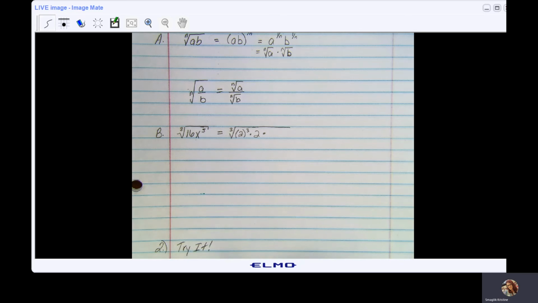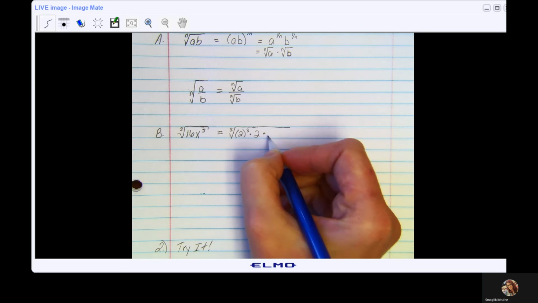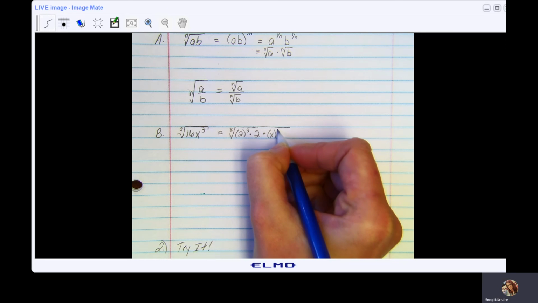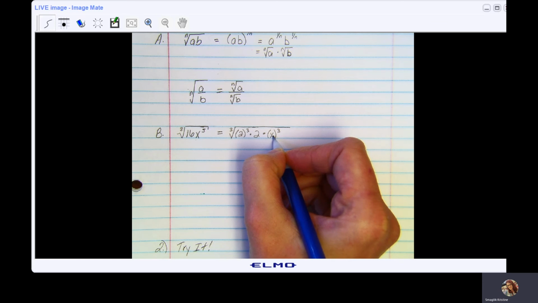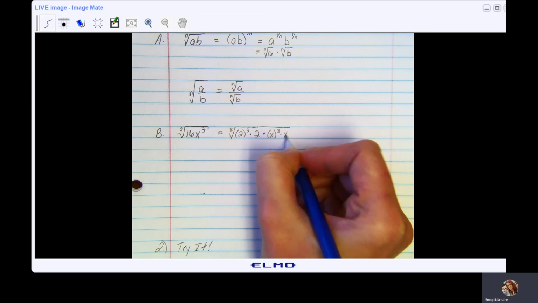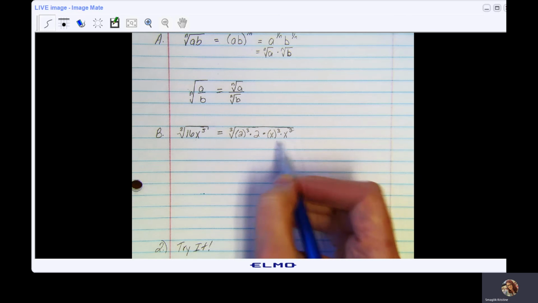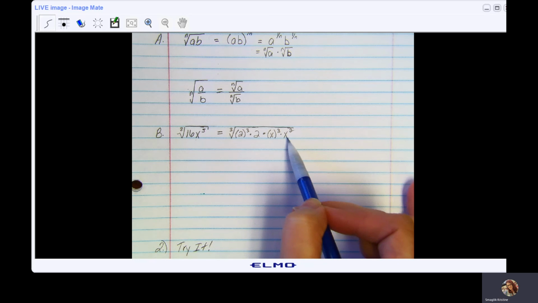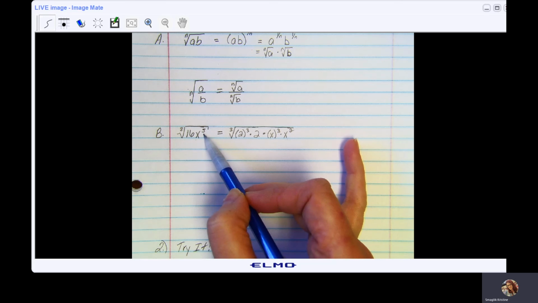Now, x to the 5th. How many sets of 3 x's can I get out of x to the 5th? That would be x to the 3rd. There's 3. And what's left over is going to be x squared. And again, if you think about your properties of exponents, if you're multiplying same base, you would add the exponents. 3 plus 2 is 5.